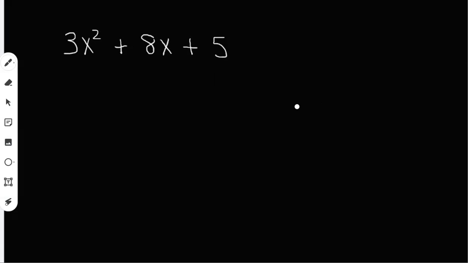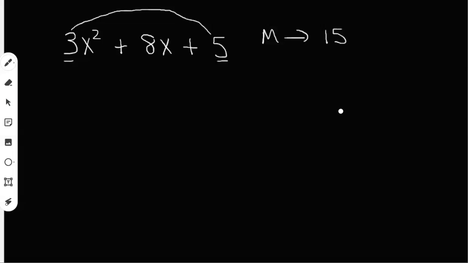its factored form. The first thing that I'm going to do for the rainbow method is draw the rainbow from the first number to the last number. So I'm going to draw the rainbow from the 3 to the 5. Whatever numbers the rainbow lands on, those are the numbers you're going to multiply together. So what's 3 times 5 going to give me? That's going to give me 15. So I know I need to multiply to 15.